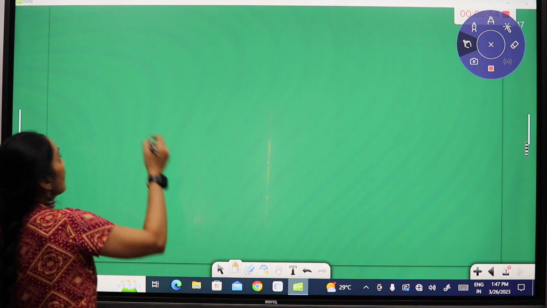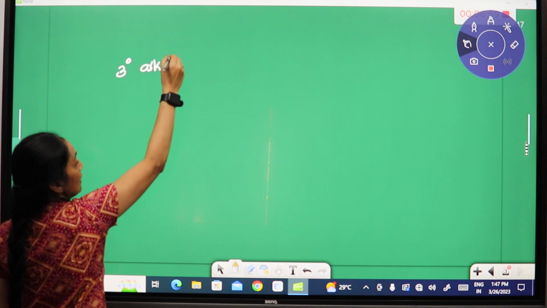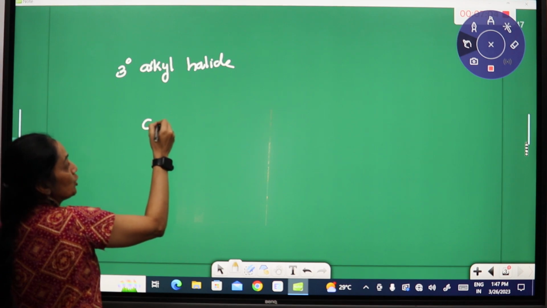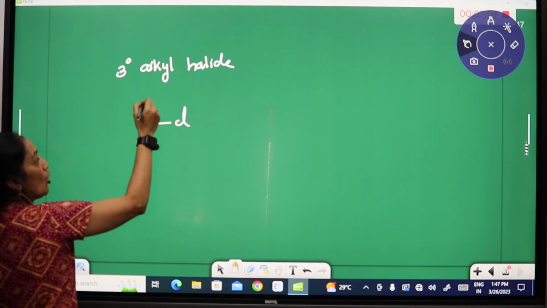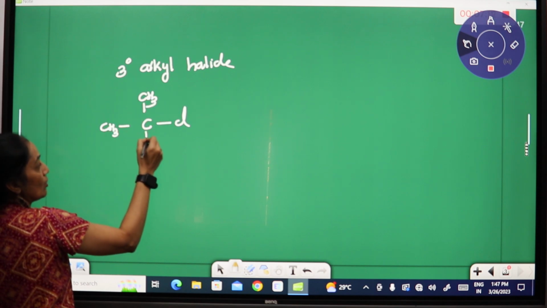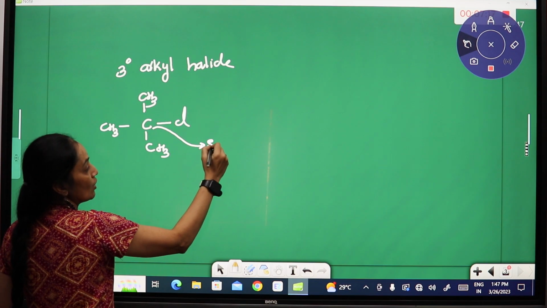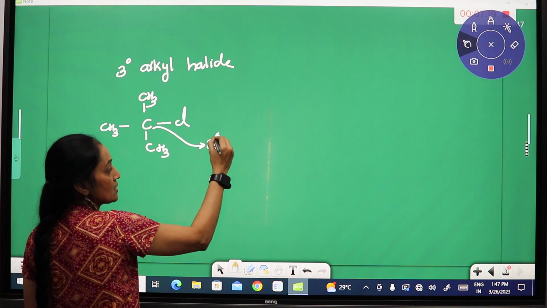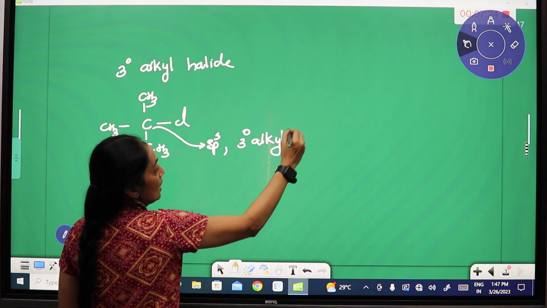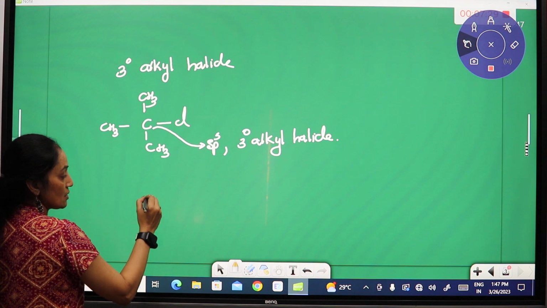Coming to the next, which we call a tertiary alkyl halide. That is the carbon to which a halogen is bonded, and all the 3 hydrogen atoms are substituted. This particular carbon atom is sp3 hybridized, and it is called a tertiary alkyl halide.